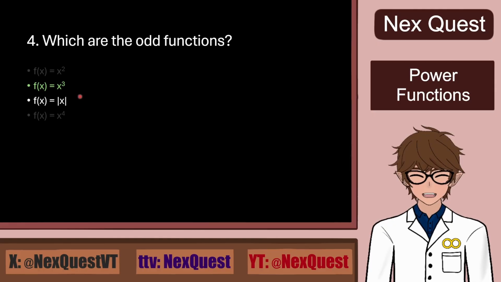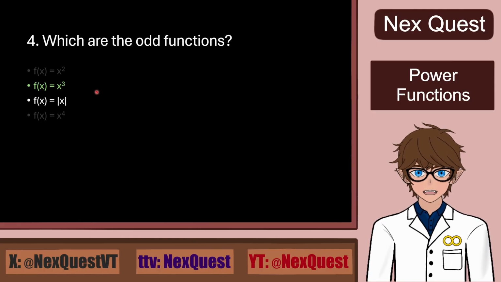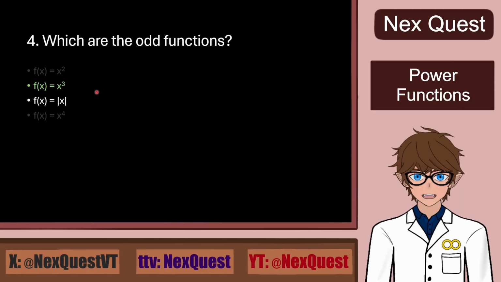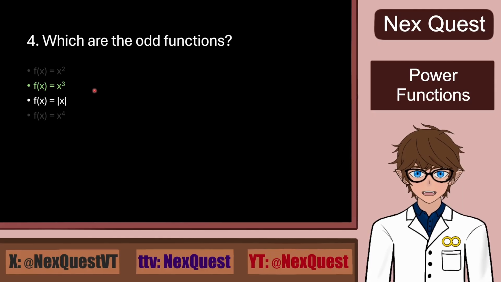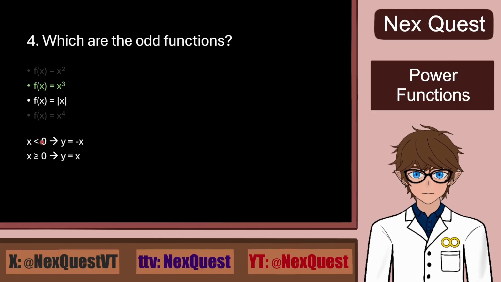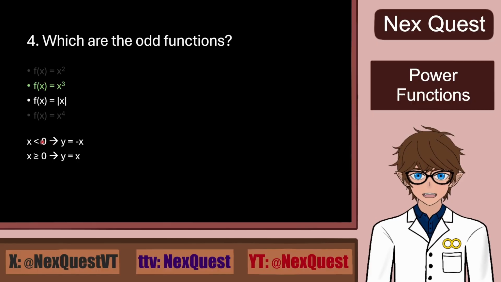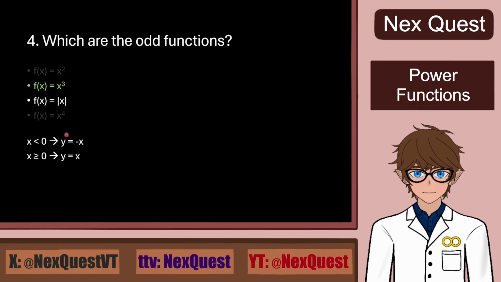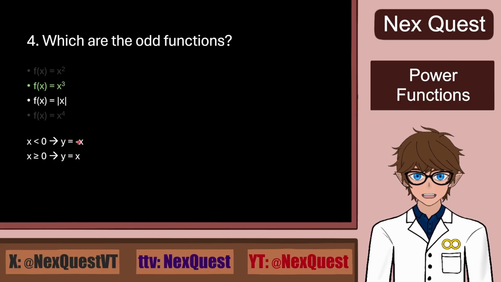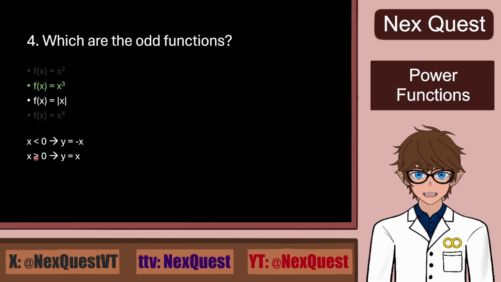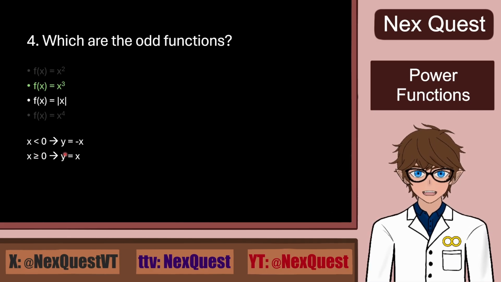Now let's check the last one as well. Absolute value of x. We know that the absolute value makes any negative value a positive, meaning that anytime we insert a negative x, we will get a positive value. We can write this as such. In a way, when x is less than 0, y would be equal to -x. And when x is greater than or equal to 0, y is just x.